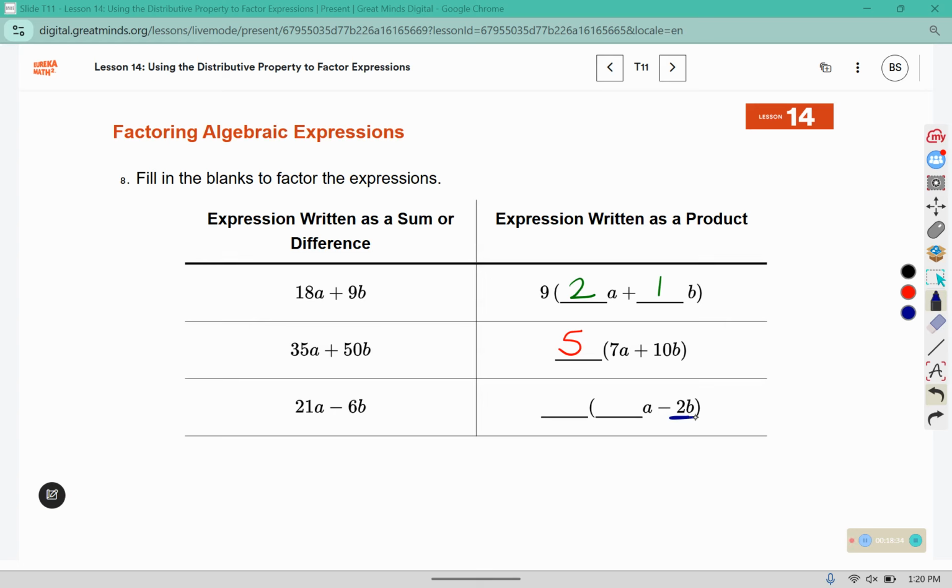Here I ended up with 2b, and I started with 6b. 2 times what gives me 6? That would be 3. Now if I'm multiplying by 3, how would I get 21a? 3 times what makes 21? That would be 3 times 7 is 21.